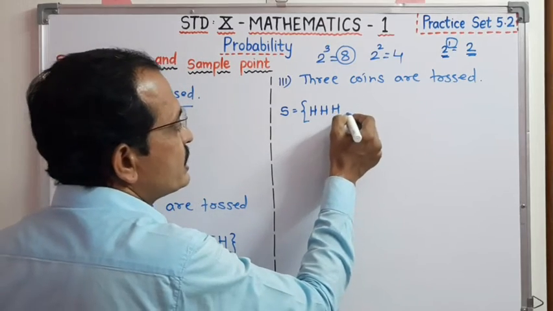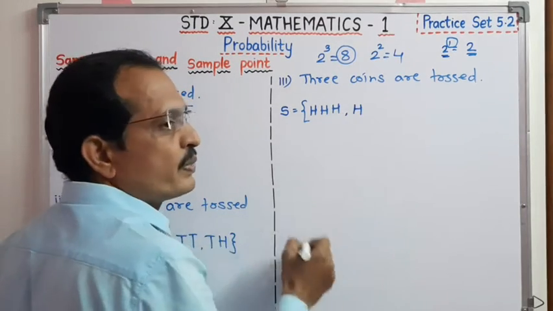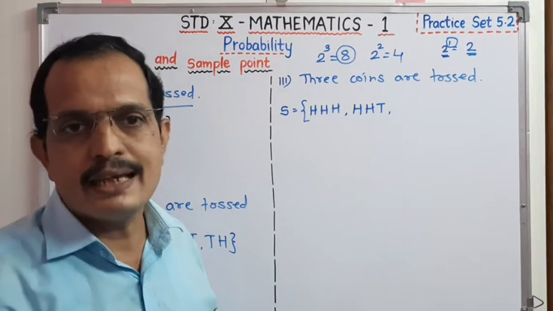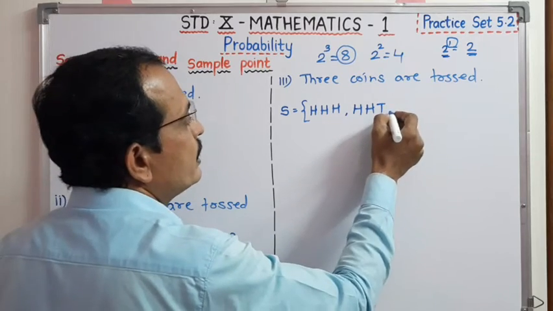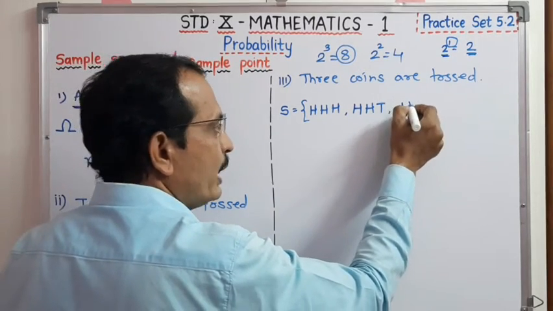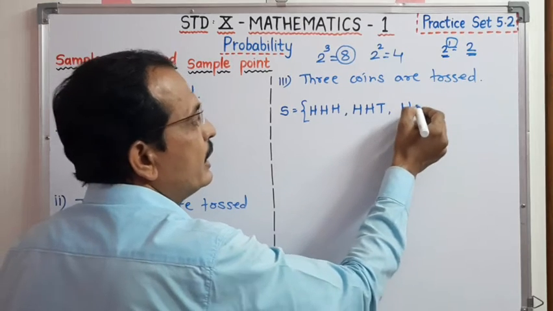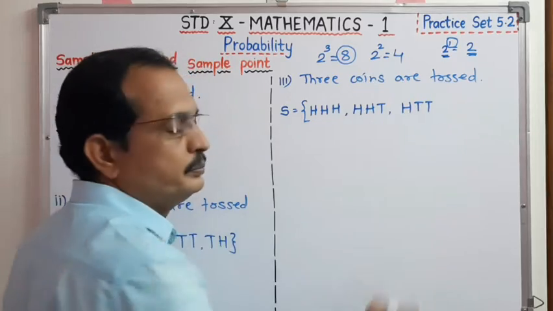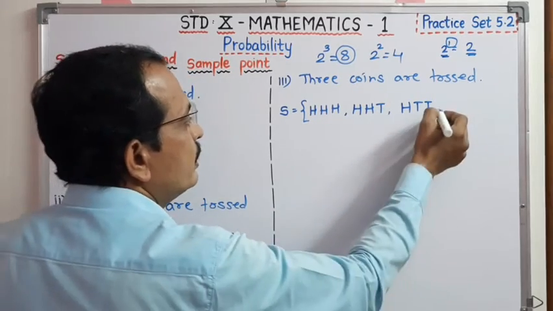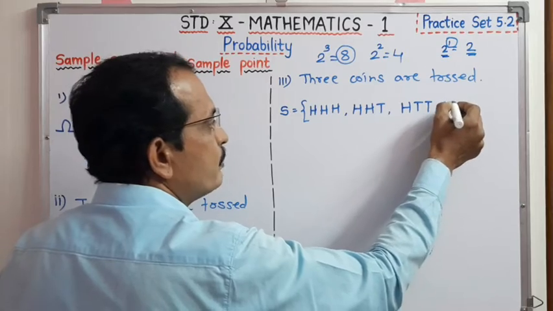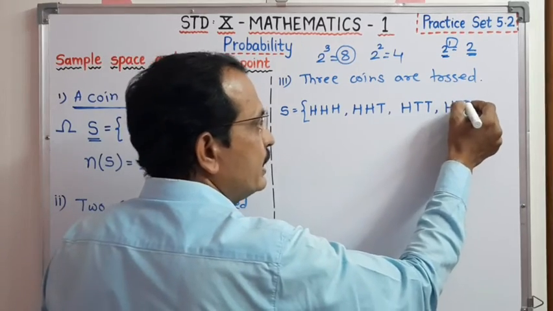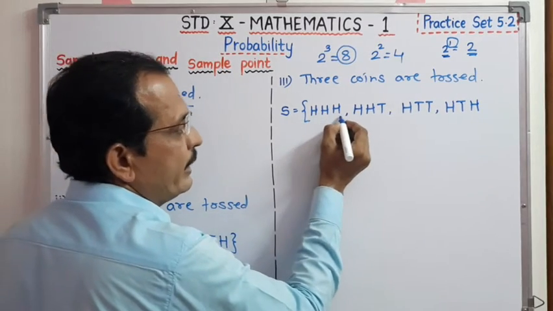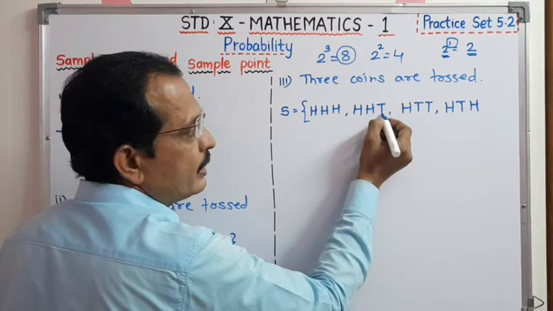Now what will be the changes? See, first will remain H, second will also remain H, and the third one gets changed, it is T. That is HHT. Then what will be the third one? The third one will be H. First coin remains H, second will be T, and the third will also be T. Then what will be the next? First will remain H, second will be T, and the third will be H.